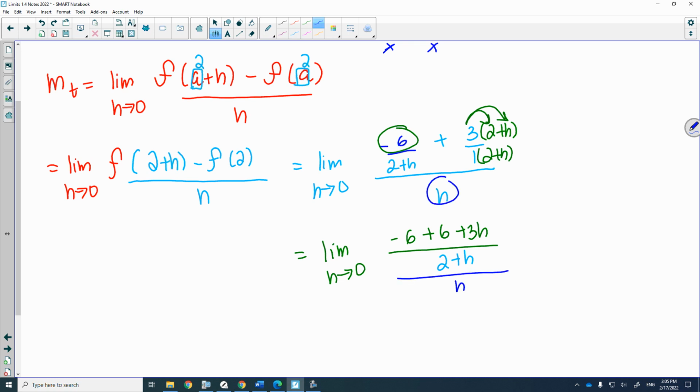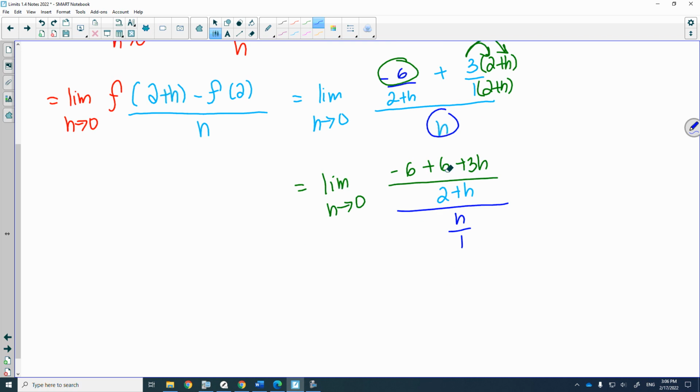So this was the denominator, and I'm going to turn that into a fraction by putting it over 1, because eventually what I'm going to do is write this fraction, and instead of dividing it, I'm going to rewrite this first fraction and multiply it by the reciprocal of this. But let's clean up a couple of things from that first fraction. So the limit as h approaches 0, negative 6 and 6 will cancel. So I'm going to be left with 3h over 2 plus h. And again, instead of dividing by h over 1, I'm going to multiply by the reciprocal, 1 over h.